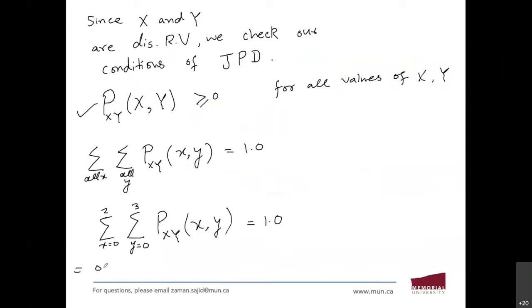So if you add up 0.39 plus 0.48 plus 0.02 plus 0.01 plus 0.06 and your last number will be 0.01. This sum will be equal to 1, and this is what is confirming my second condition of probability distribution.